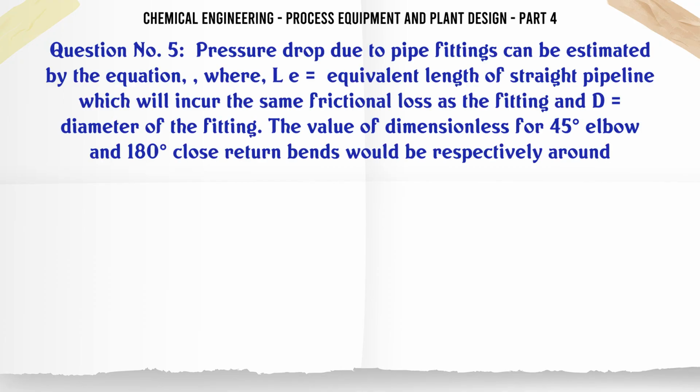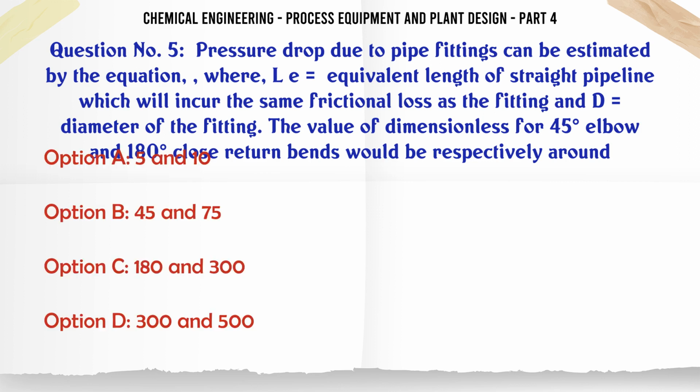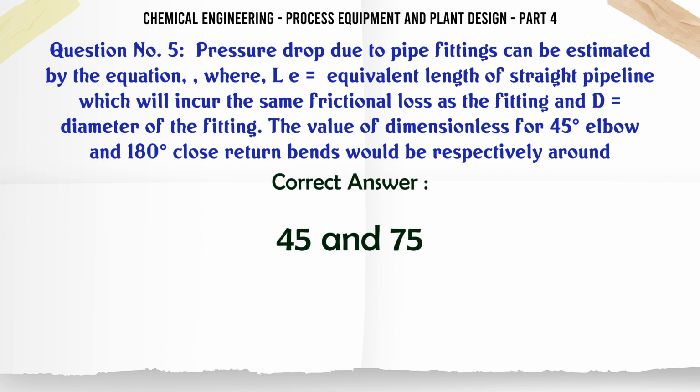Pressure drop due to pipe fittings can be estimated by the equation, where L is the equivalent length of straight pipeline which will incur the same frictional loss as the fitting, and D is the diameter of the fitting. The value of L/D, dimensionless, for 45 elbow and 180 close return bends would be respectively around: A) 5 and 10, B) 45 and 75, C) 180 and 300, D) 300 and 500. The correct answer is 45 and 75.